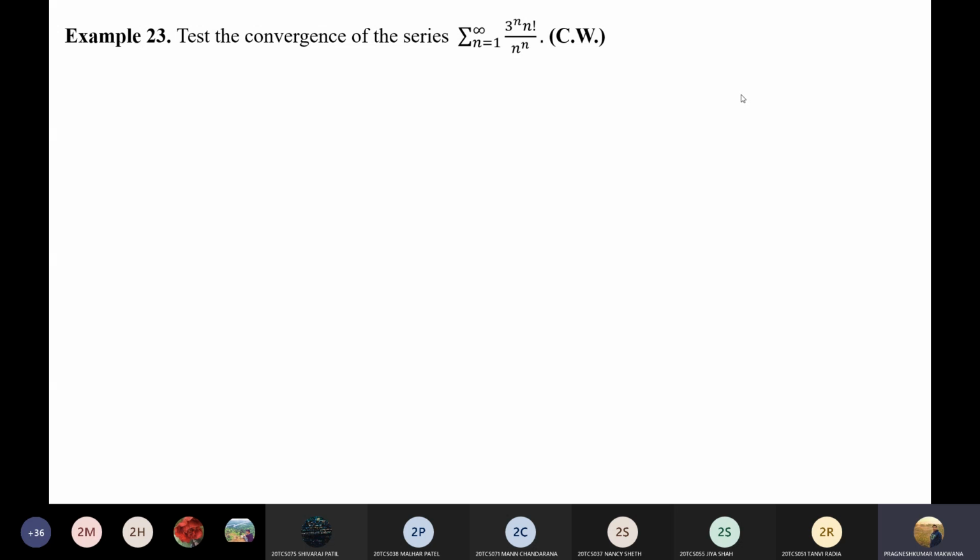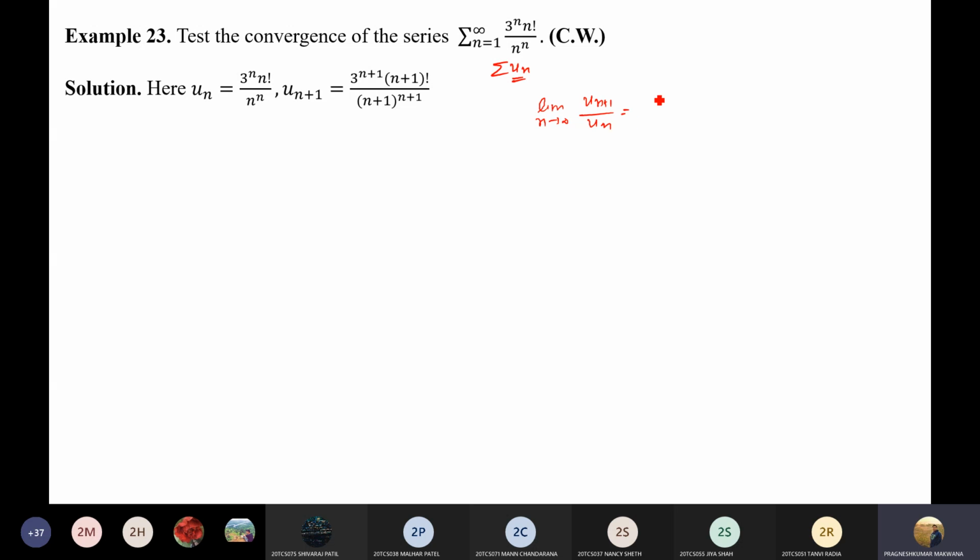Okay, so let us see here. Un is equal to 3 raised to n upon n factorial. So compare with this series Un, and we get this value of Un. And Un plus 1 is equal to 3 raised to n plus 1 upon n plus 1 factorial. So now find the limit as n tends to infinity of Un plus 1 upon Un. So here you can see, what is the answer of this limit? 3.